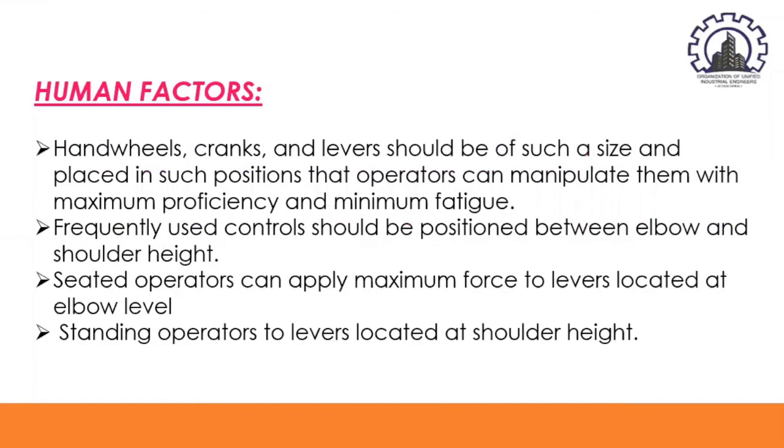Okay, in continuation, many of our machine tools and other devices are mechanically perfect yet incapable of effective operation because the facility designer overlooked various human factors. The first one: hand wheels, cranks and levers should be of such a size and placed in such positions that operators can manipulate them with maximum proficiency and minimum fatigue. Next, frequently used controls should be positioned between elbow and shoulder height. Seated operators can apply maximum force to levers located at elbow level, and standing operators to levers located at shoulder height.